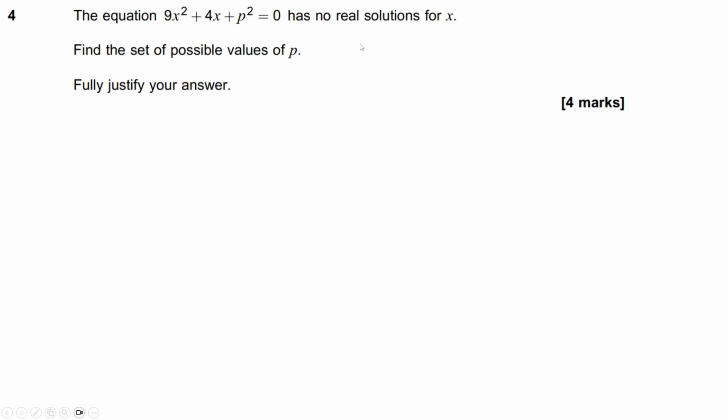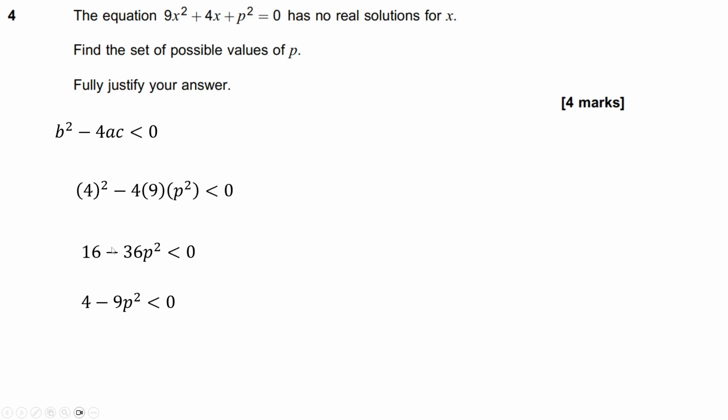The equation, this has no real solution, so the discriminant is less than 0. Just plug in b, plug in a, and plug in c. B is 4, a is 9, c is p squared. You'll get this. Expand this, you'll get this. First of all, divide by 4 here. Then I'm going to multiply by minus 1 on both sides, but be careful, because when you do that, the inequality actually changes sign, it flips. So it becomes like this. This is a difference of two squares. You get this. P equals 2/3, P equals minus 2/3. And then if you imagine that you want it to be greater than 0, you want p greater than 2/3 or less than minus 2/3.